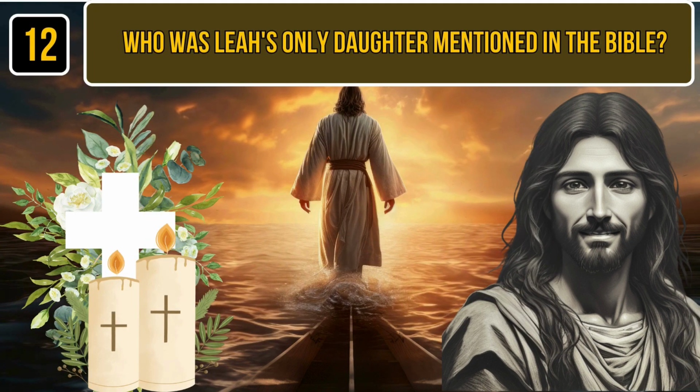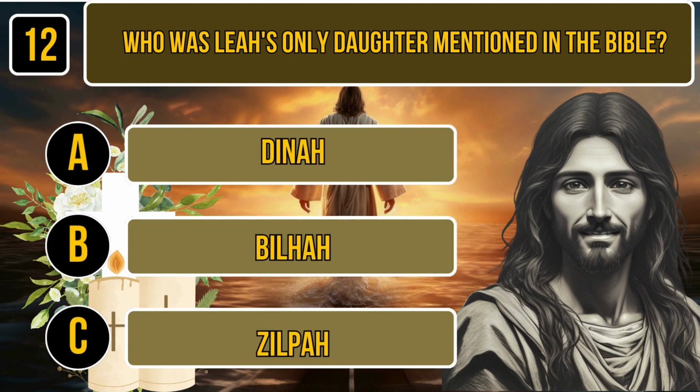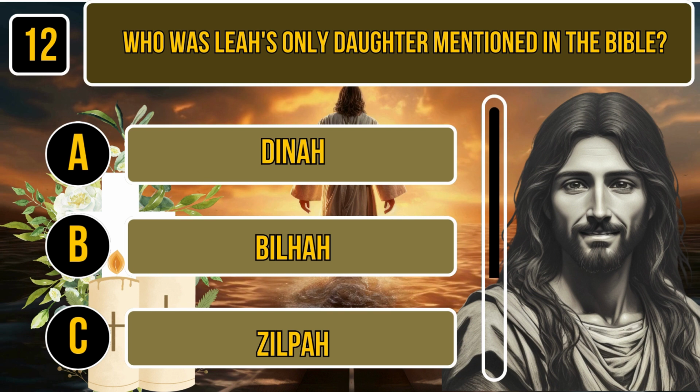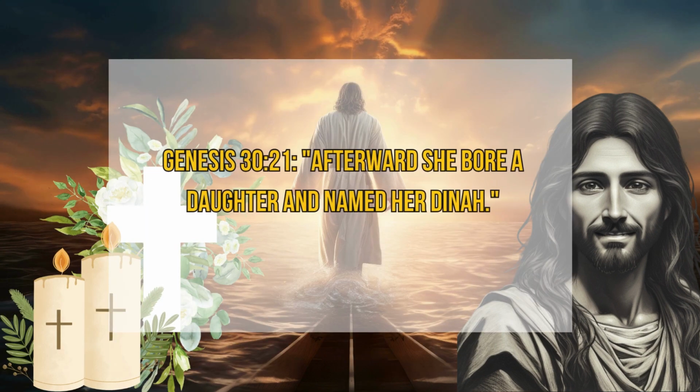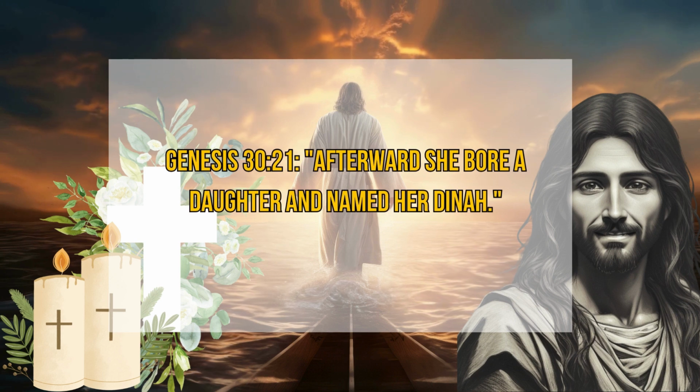Question number 12. Who was Leah's only daughter mentioned in the Bible? A. Dinah. B. Bilhah. C. Zilpah. Time for thinking. The correct answer is Dinah. Genesis 30:21. Afterward, she bore a daughter and named her Dinah.